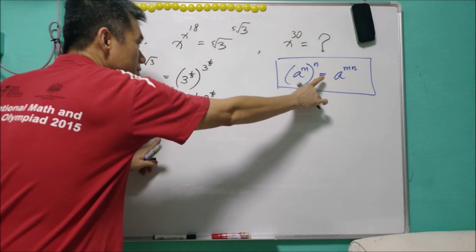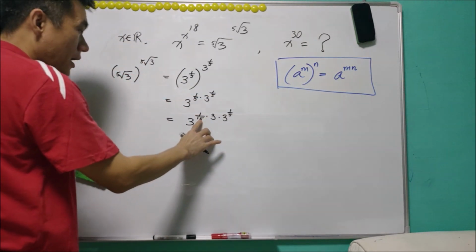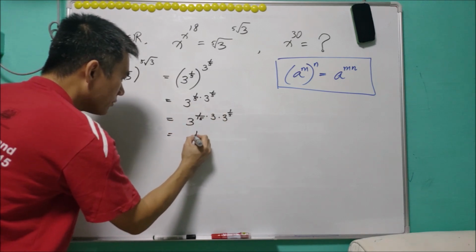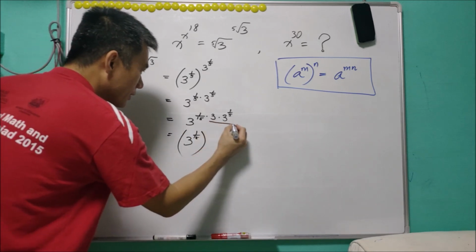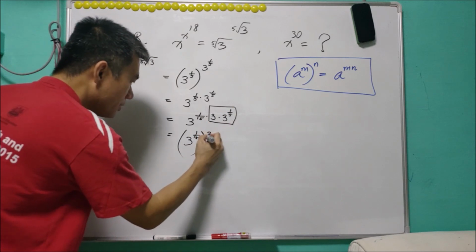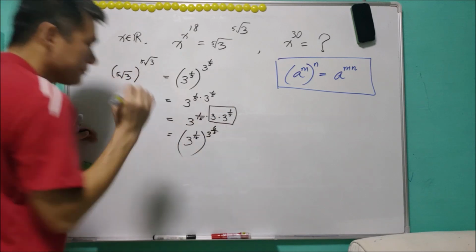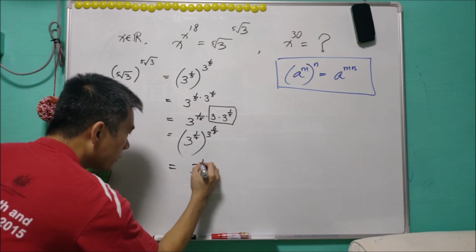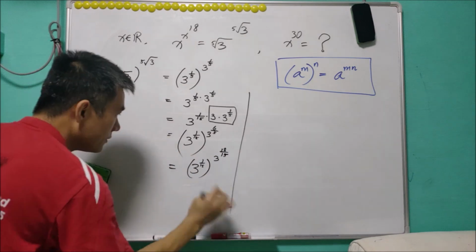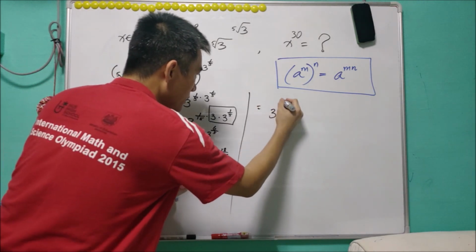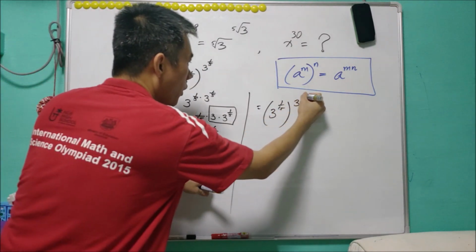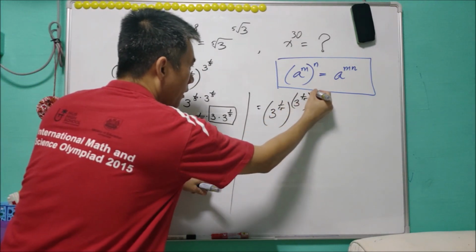Now we are going to use this property again. This is m, and the whole thing here is n. So this is equal to 3 to the power of this one, and this is 3 times 3 to the power of 1 over 5. So this is 3 to the power of 6 over 5, and this is 3 to the power of 1 over 15. And 6 over 5 equals 18 over 15. Now this means that we have 3 to the power of 1 over 15, to the power of 18.